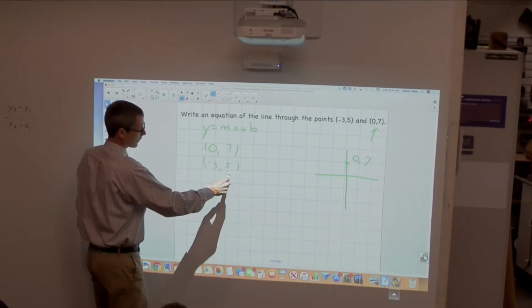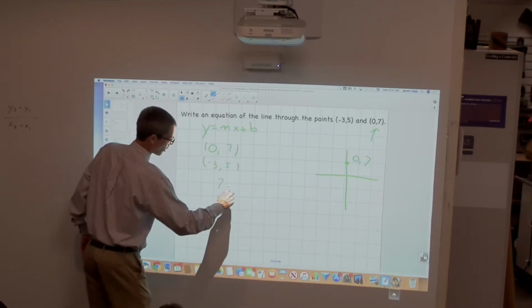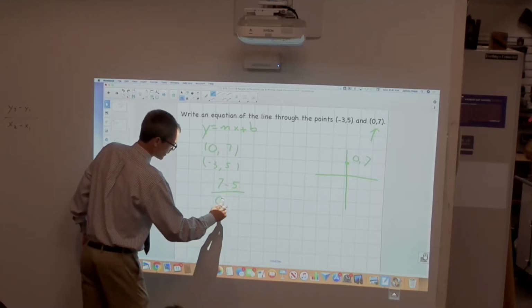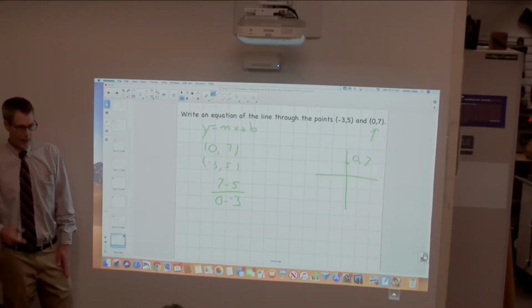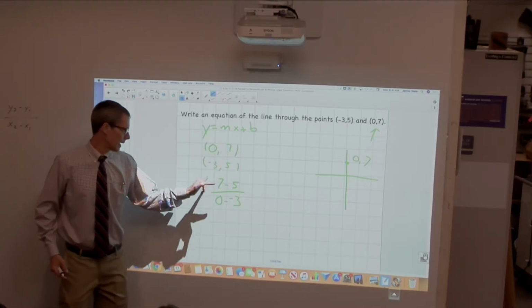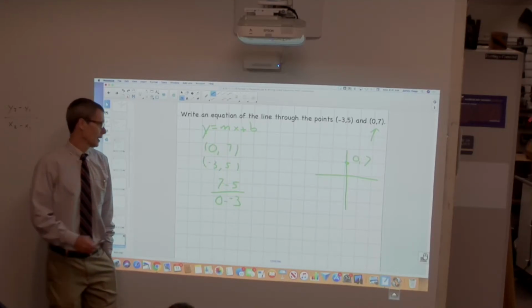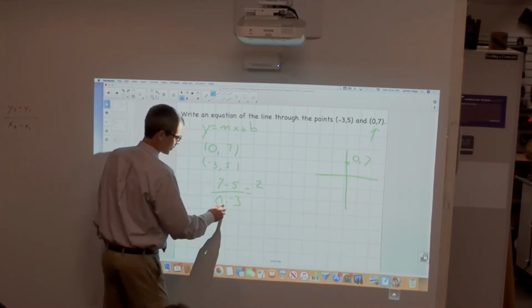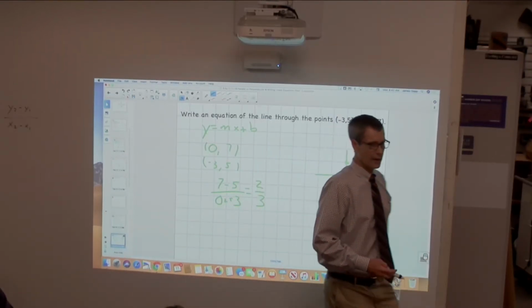So 7 minus 5, that's the y numbers. So 7 minus 5 over what? 0 minus negative 3, which is just 0 plus 3. Yeah, 0 minus negative 3. I think on our quizzes, that was one of the mistakes that we often made, is the two negatives there. Don't forget those. Those are important. So 7 minus 5 is simply 2 over 0 plus 3, so that's 2/3. There's our slope, and I'm super close.